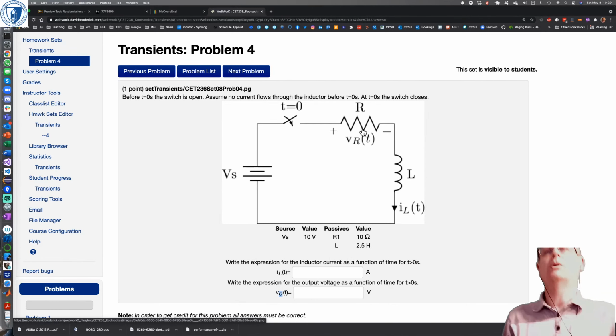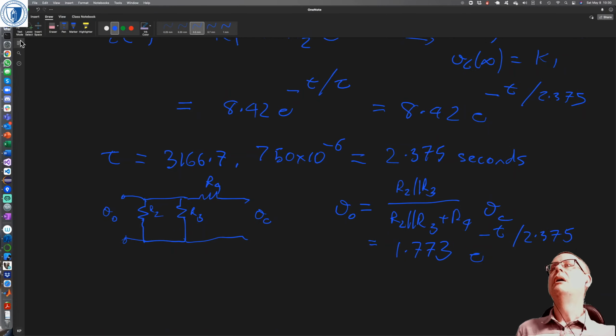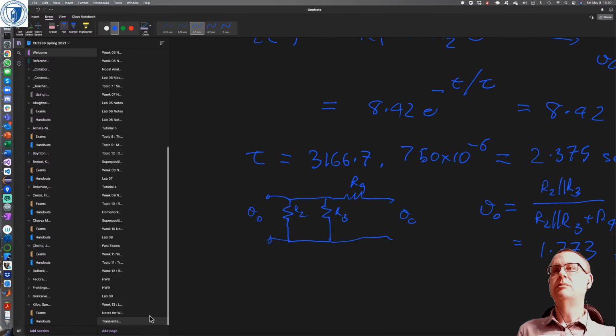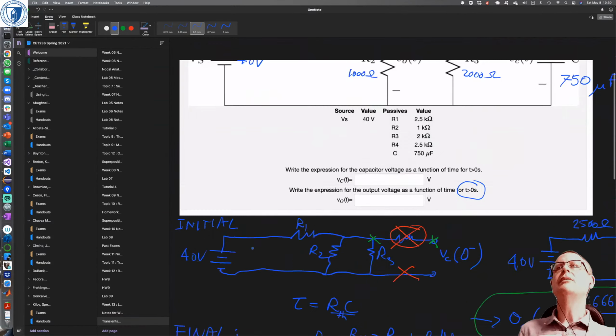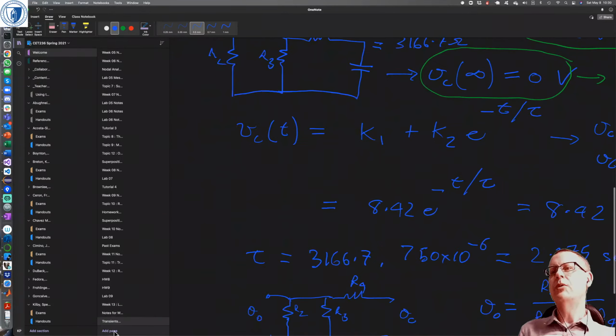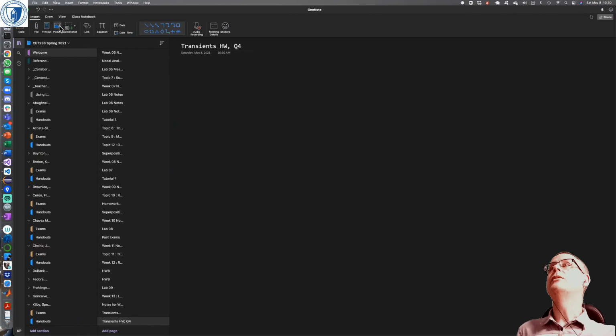So let's have a look at how to do this one. Again, I'll just take a screenshot and pop that over here. This is problem Q3, transients HWQ4 is what we want. And we'll just shove that screenshot in.